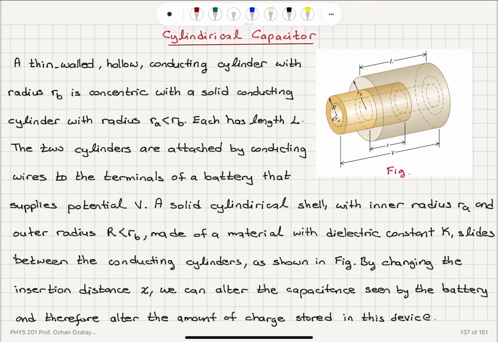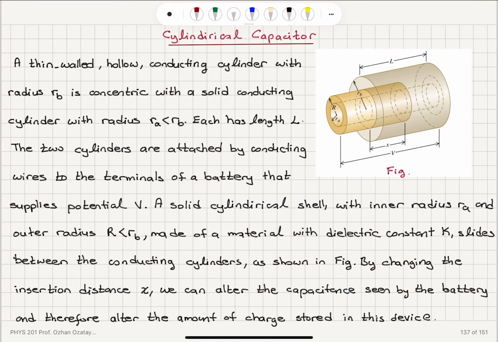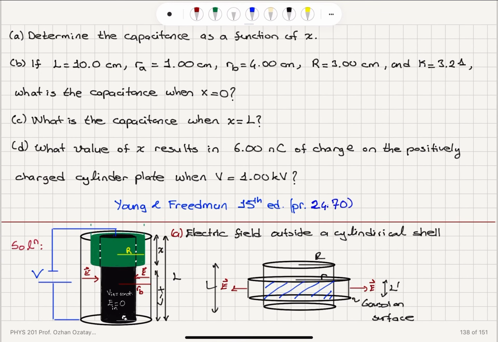Continuing our discussion of the cylindrical capacitor, remember that in part A of the problem we determined the capacitance as a function of x, where x is the distance through which this dielectric was inserted into the cylindrical region.